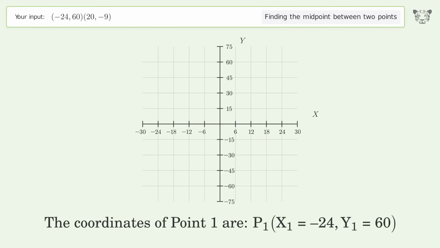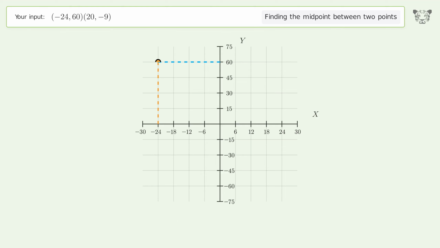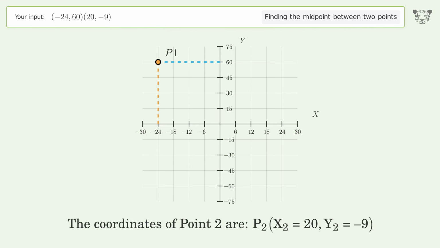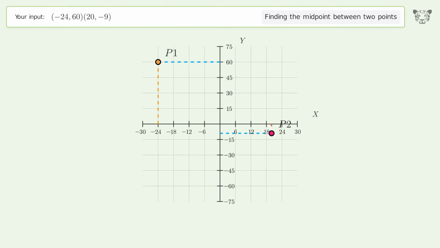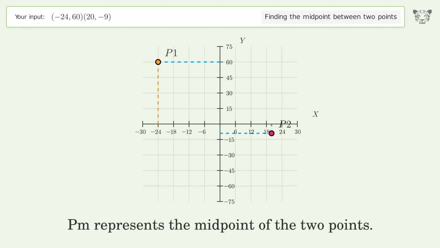The coordinates of point 1 are, x1 equals -24, y1 equals 60. The coordinates of point 2 are, x2 equals 20, y2 equals -9. PM represents the midpoint of the 2 points.